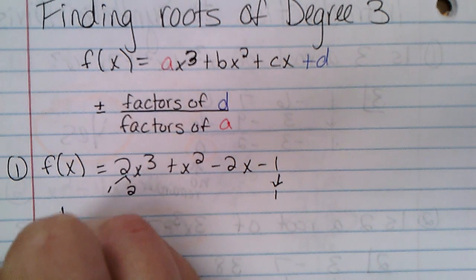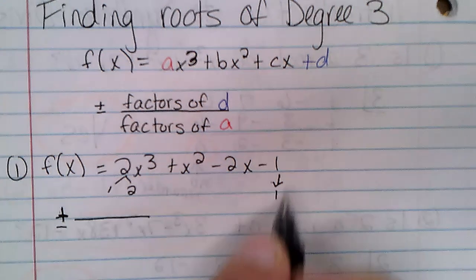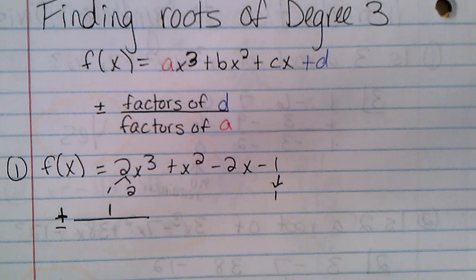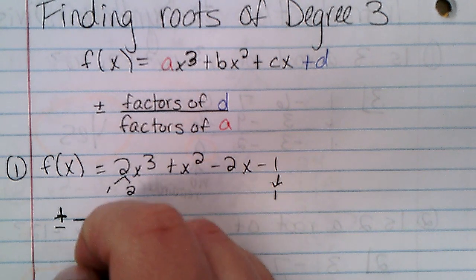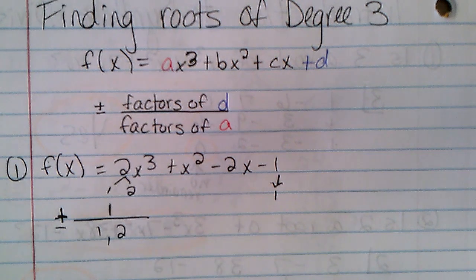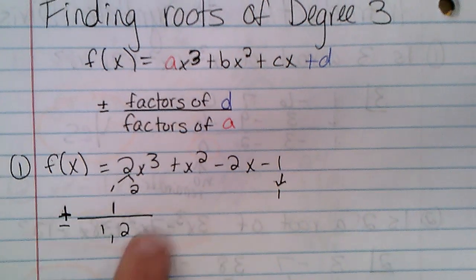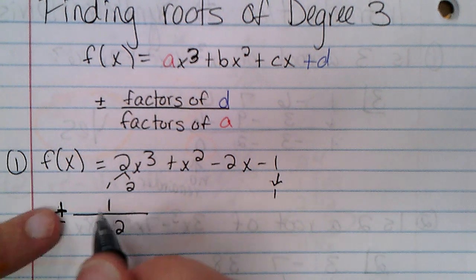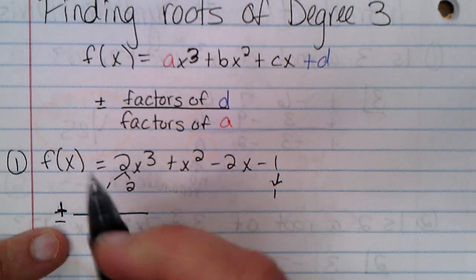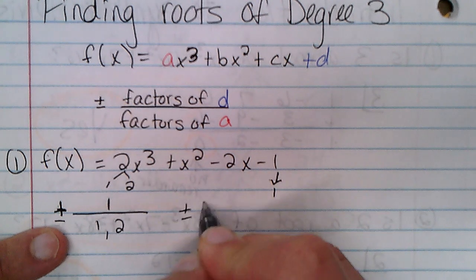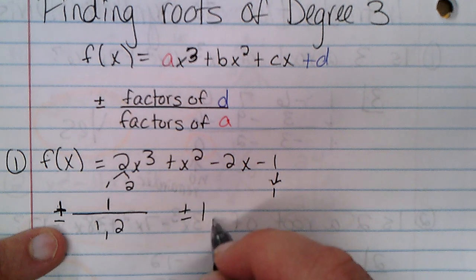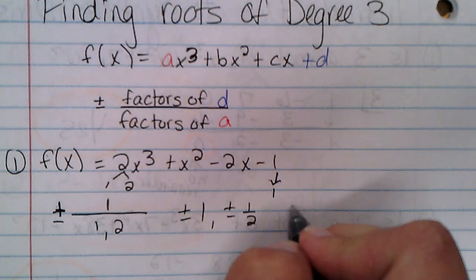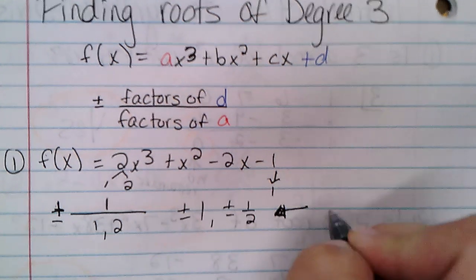You're going to take the positive and the negative of the factors of D over the factors of A. So the factor of D is 1. The factors of A are 1 and 2. We're going to use this to figure out numbers to try. Here's what I'd recommend: take that first number, divide it by each of those last numbers. So 1 divided by 1 is 1. 1 divided by 2 is 1/2. So these are my possible roots.